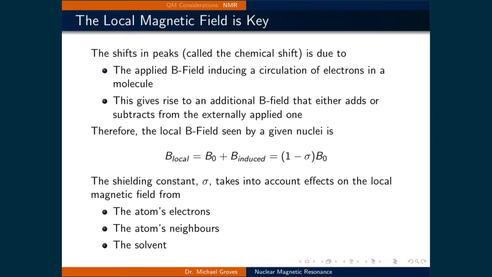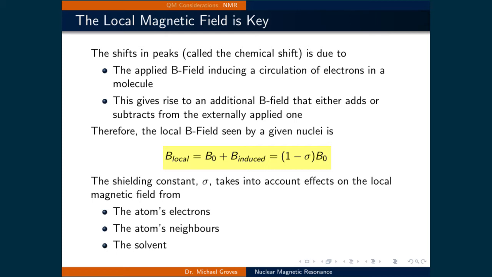Recall that moving charges induce magnetic fields. So the observed shifts in the peaks, called chemical shifts, is due to the applied magnetic field inducing a circulation of electrons in a molecule. The circulation of electrons gives rise to an additional magnetic field that either adds or subtracts to the externally applied one. Therefore, the local magnetic field seen by a given nuclei is equal to the applied magnetic field B naught plus the induced magnetic field B induced.